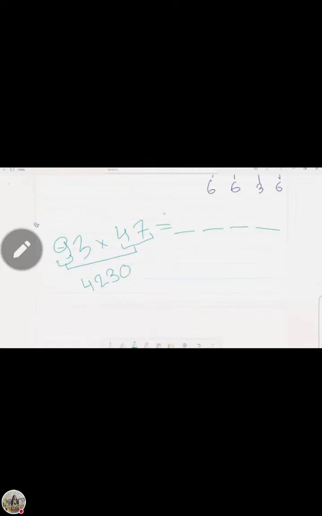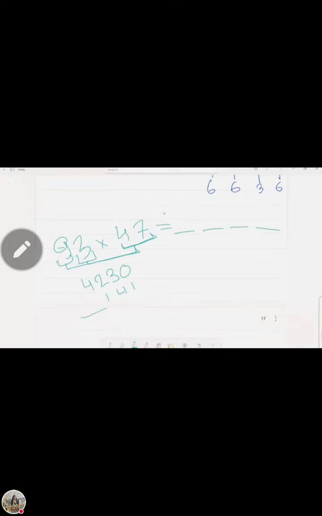Now what is the second step? To multiply the second digit of the first number with the whole second number. So 47 multiplied by 3 is how much? 141, okay?